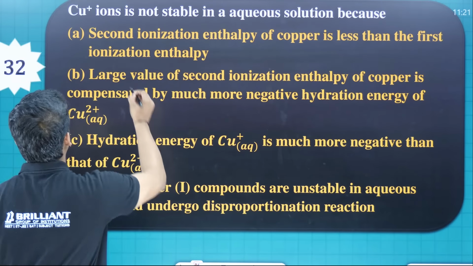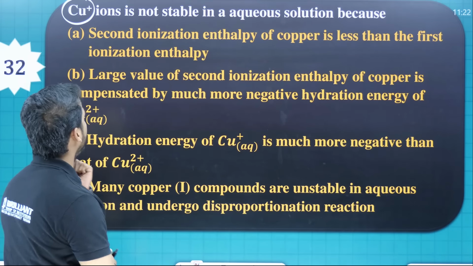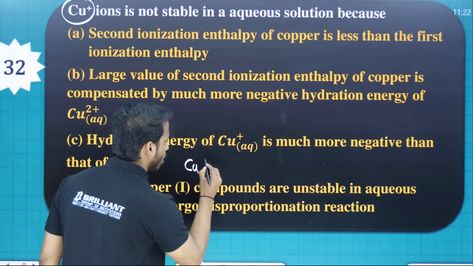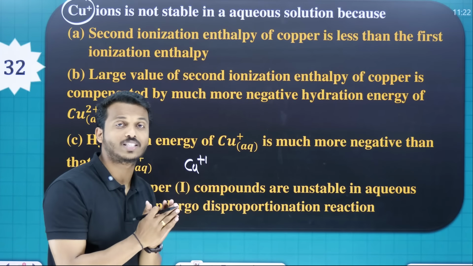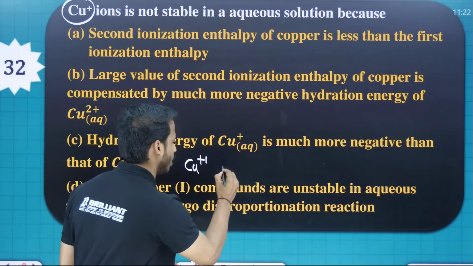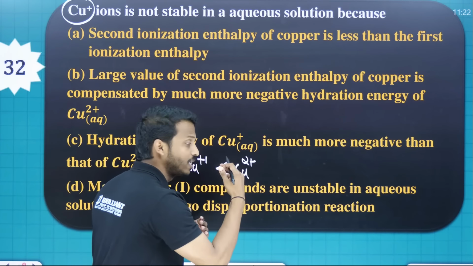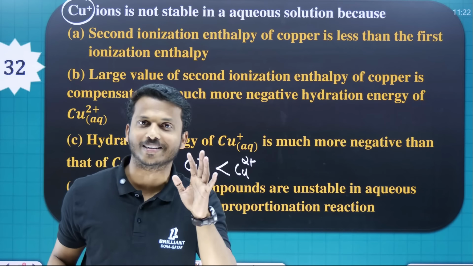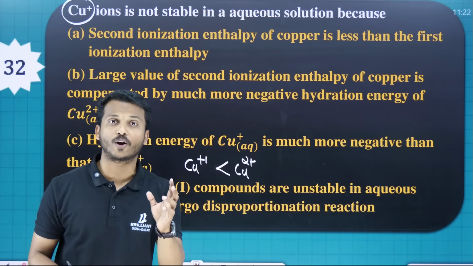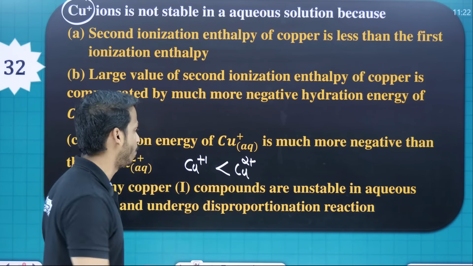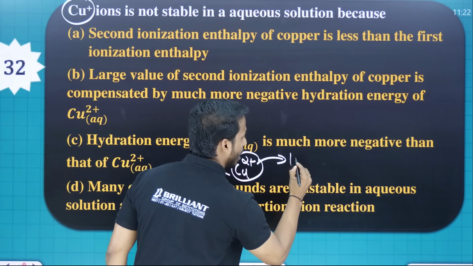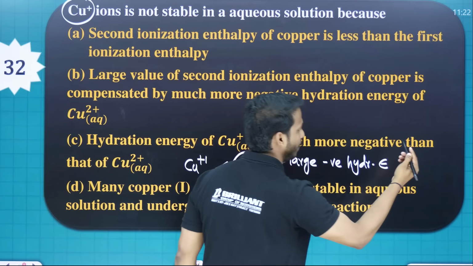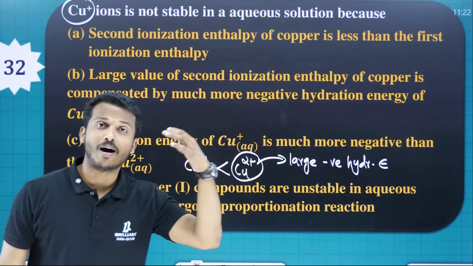Now, the Cu+ ion is not stable in aqueous solution, because you may study a question like this one. Why is copper in the +1 state unstable in aqueous solution, whereas copper 2+ is stable in aqueous solution? The reason you may study: copper 2+ has a large negative hydration enthalpy.